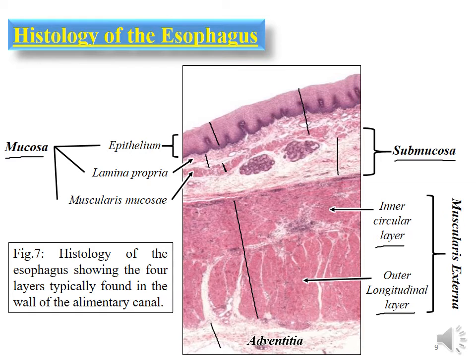The outermost layer could be either an adventitia or a serosa. If the organ is surrounded by peritoneum, the outer layer is serosa, formed of connective tissue and epithelium. And if the organ is not covered by peritoneum, then the outermost layer is connective tissue adventitia only. Of course, the esophagus is a thoracic organ, therefore it is not covered by peritoneum, so the outermost layer is connective tissue adventitia.